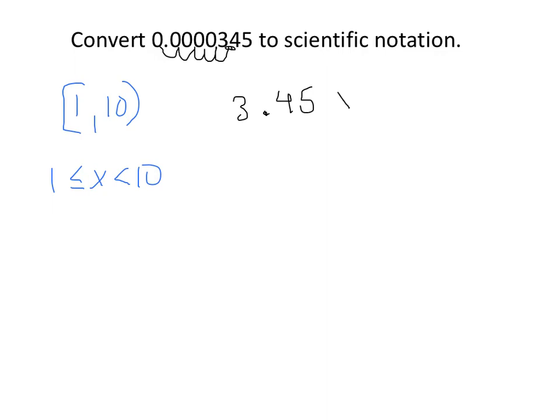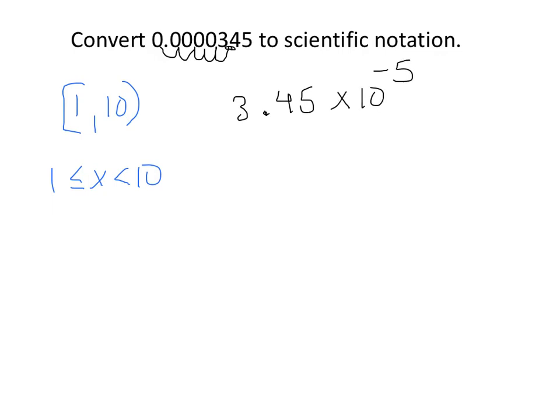Now this one says convert to scientific notation. So you have to get the base of scientific notation is this. So what does that mean? That means x is greater than or equal to 1 and less than 10. So you have to move that decimal. So 1, 2, 3, 4, 5. So you would have 3.45 times 10 to the -5th.